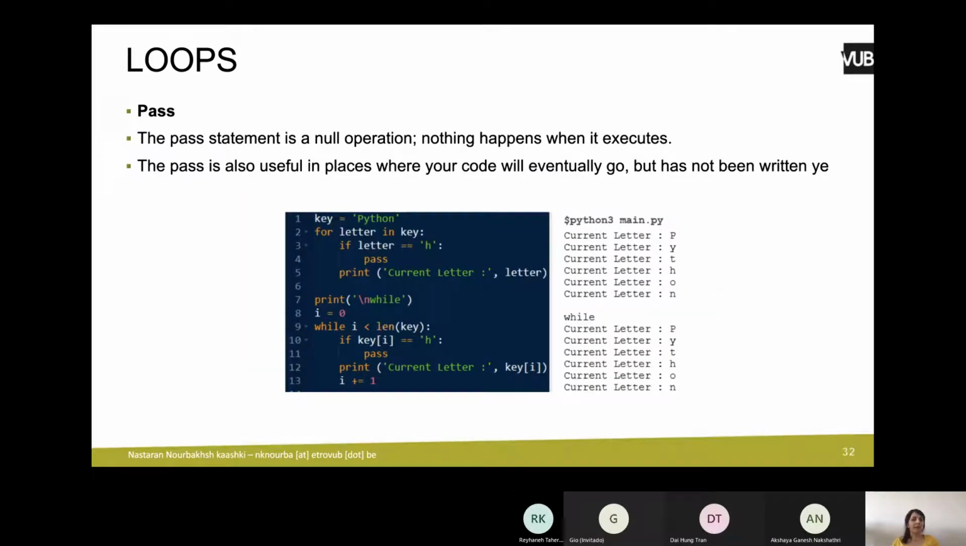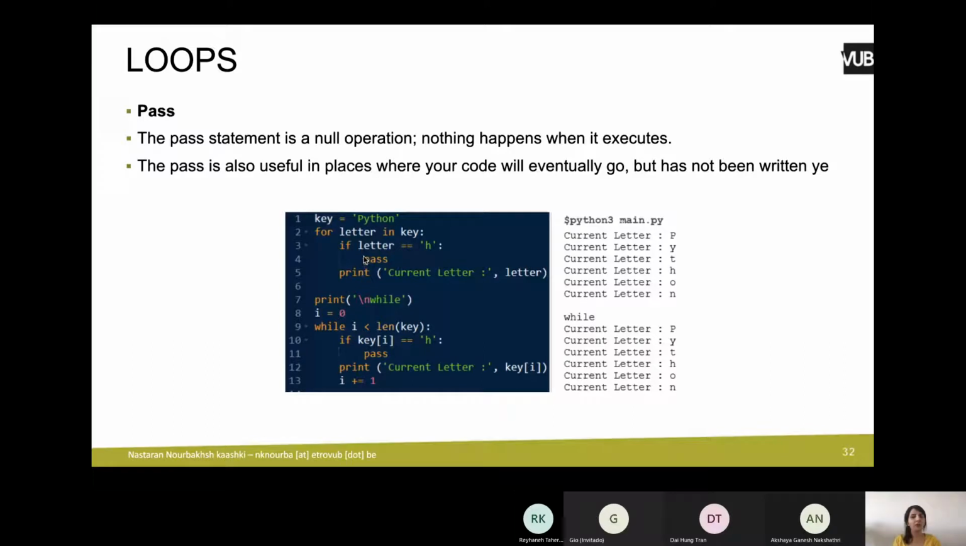The other statement that we have is pass. Some people put it as a loop control statement, but in fact it can be used anywhere. It's not only for loops. The pass statement is a null operation. It does nothing. When it executes, nothing happens. The pass is also useful in places where your code will eventually go, but has not been written yet. For example, here, when I say if it is age pass, it doesn't do anything. It shows me age. It's usually used as it is. It says it doesn't do anything.